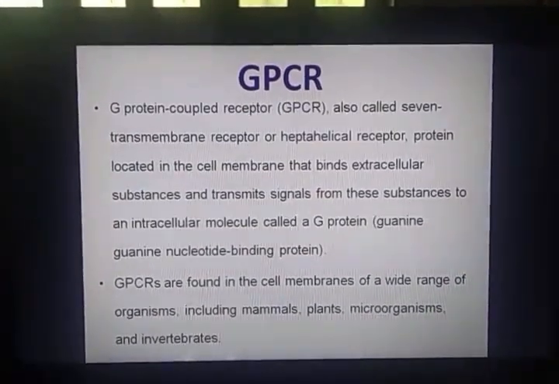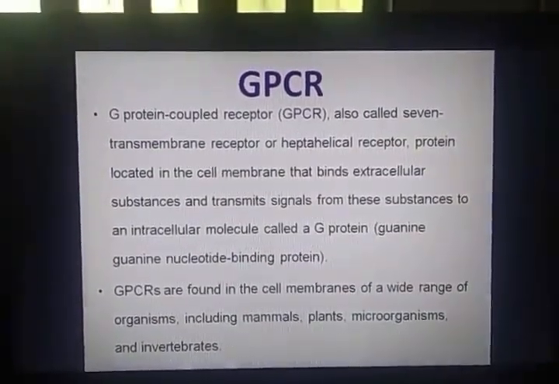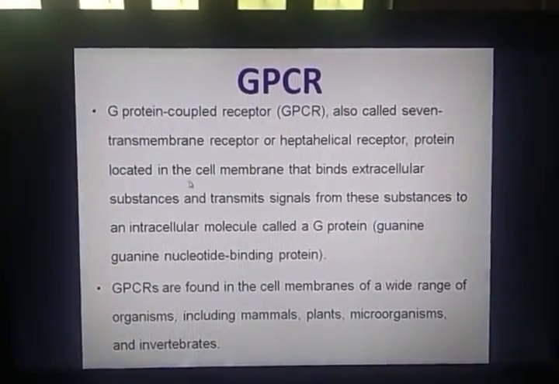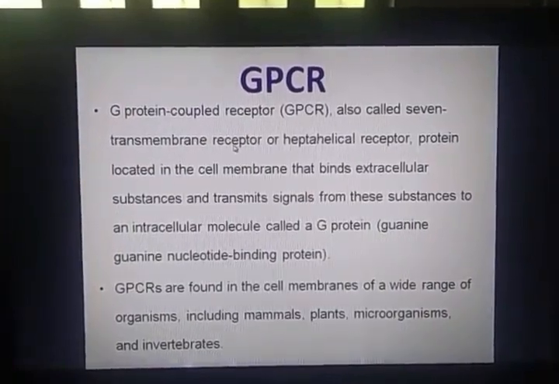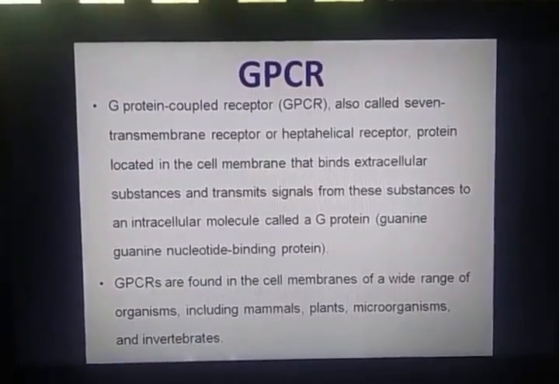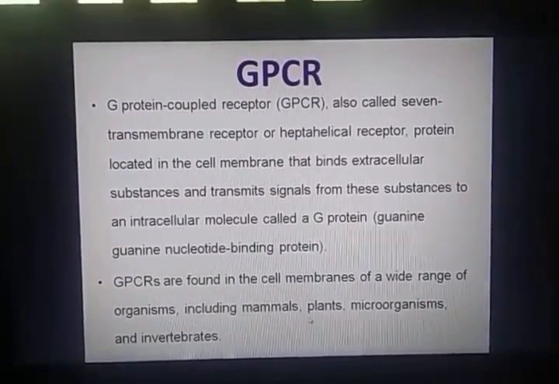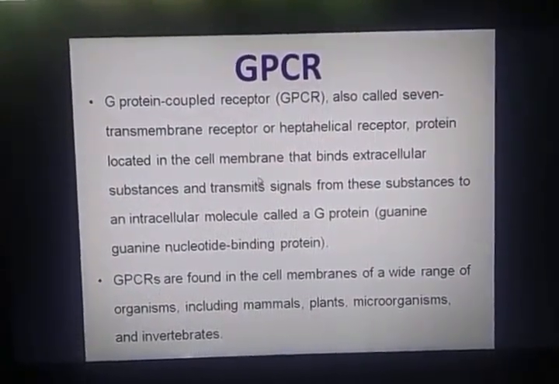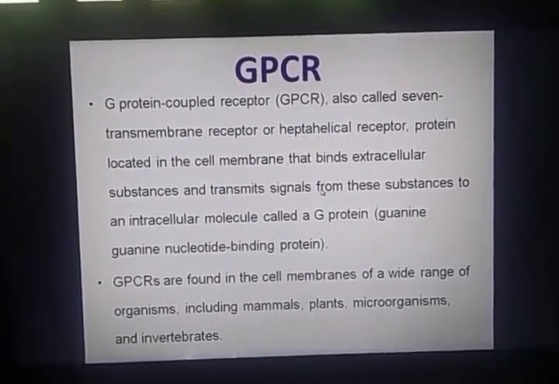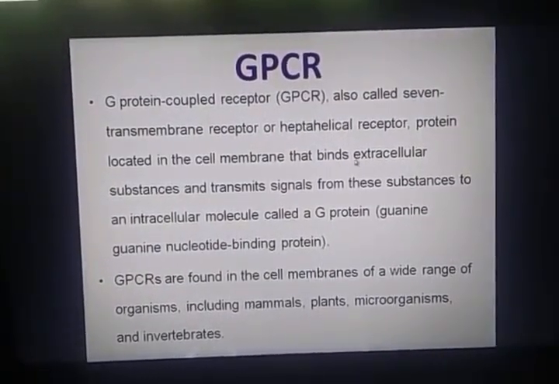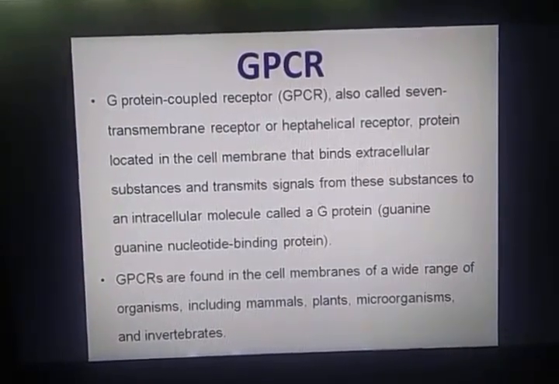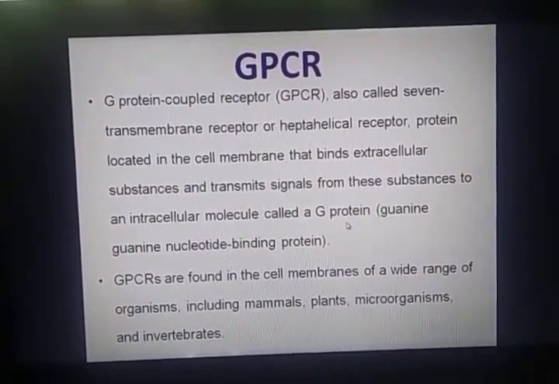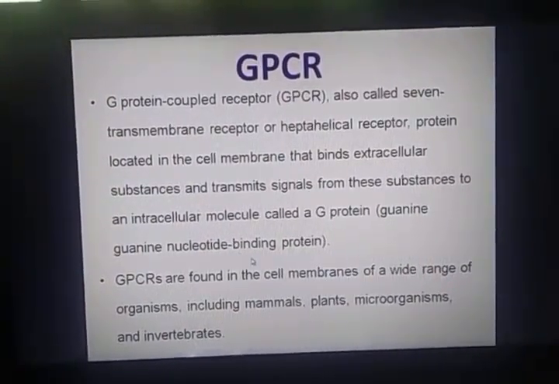The first topic that we'll study is GPCR, or G protein coupled receptors. They are also called 7 transmembrane receptors. They are found in many organisms such as mammals, plants, microbes, and invertebrates. These receptors transmit signals from certain substances which bind on the extracellular surface to an intracellular molecule called a G protein. G means guanine nucleotide binding protein.